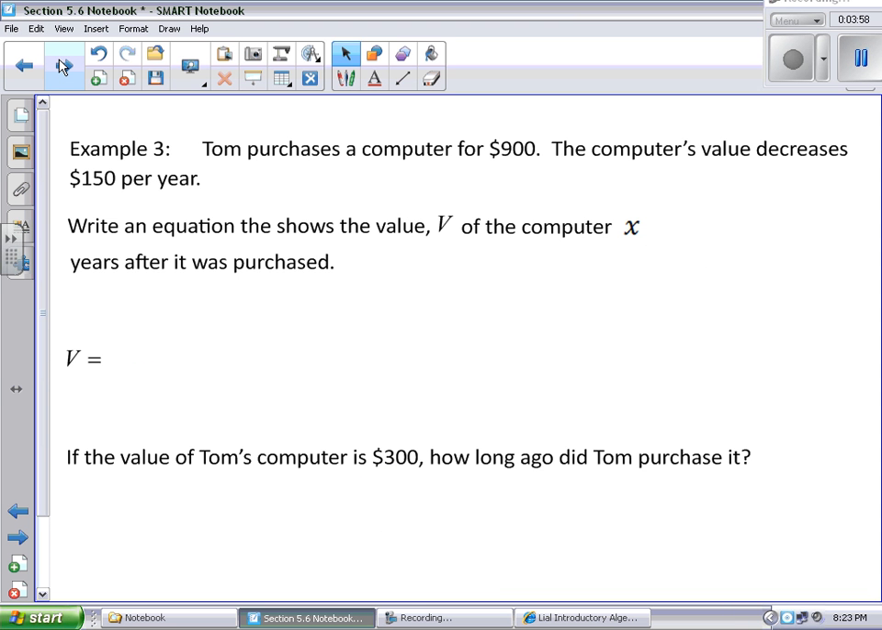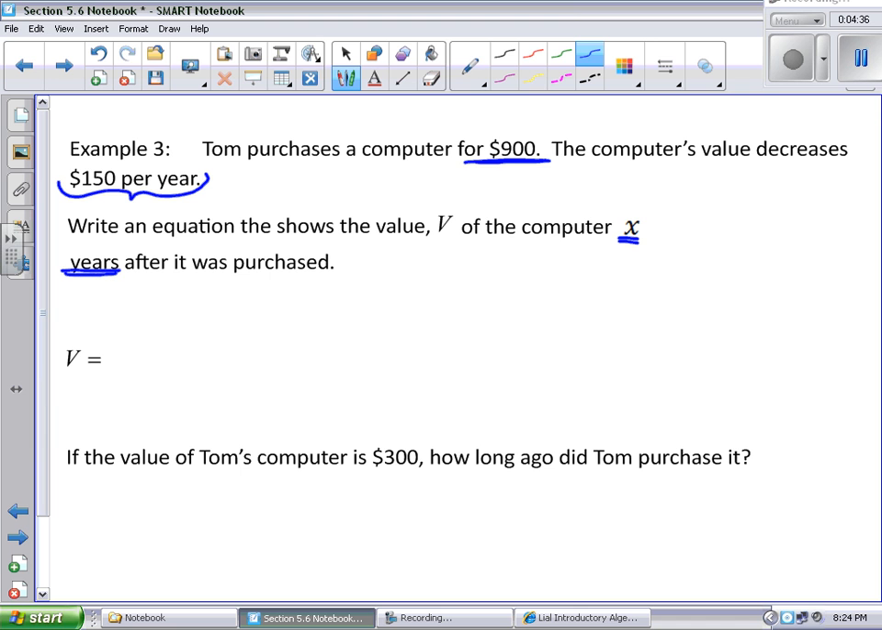Example 3. Tom purchased a computer for $900. The computer's value decreases $150 per year. Write an equation that shows the value V of the computer x years after it was purchased. Well, let's think about it. We're purchasing it for $900. That's a one-time thing at time 0. The minute you purchase it, you've spent $900. The value decreases $150 per year.